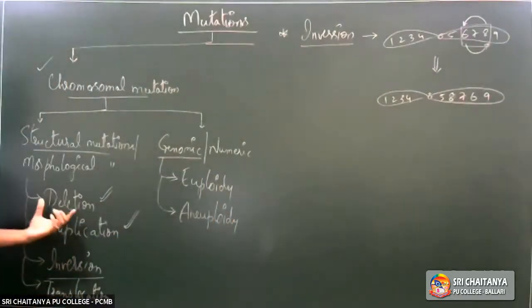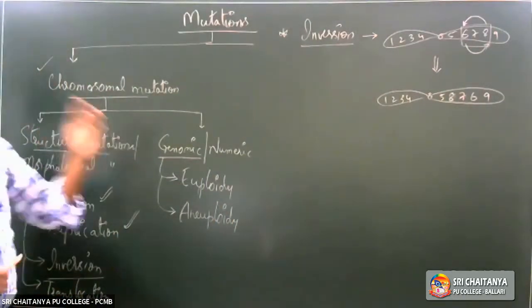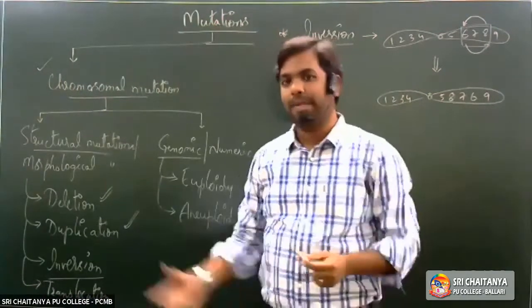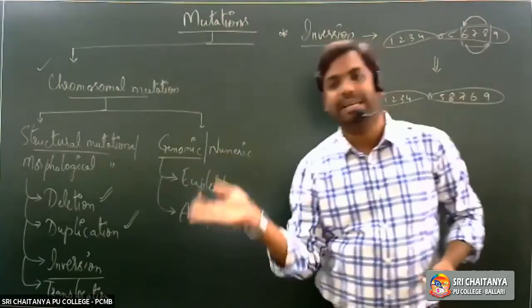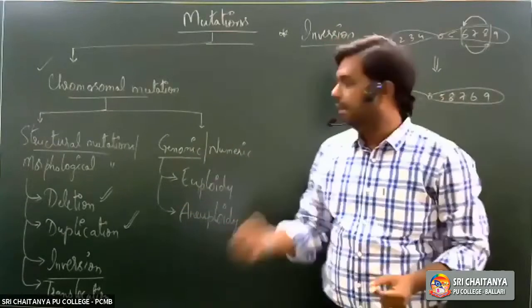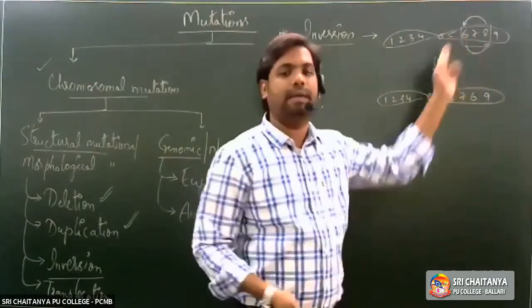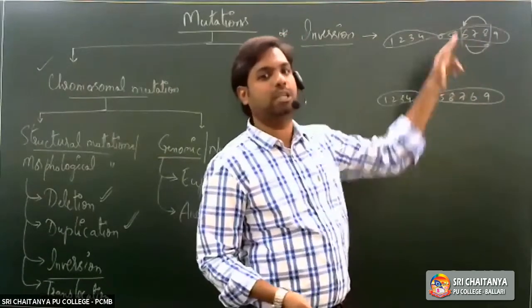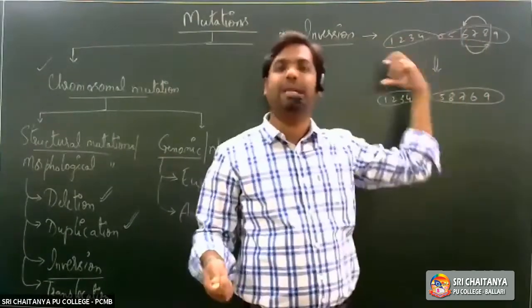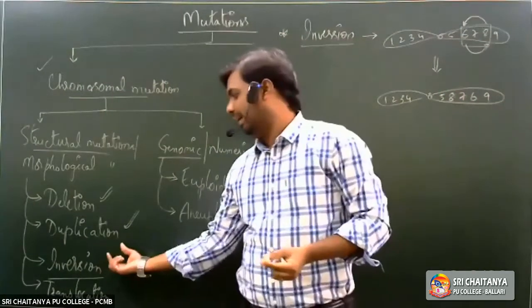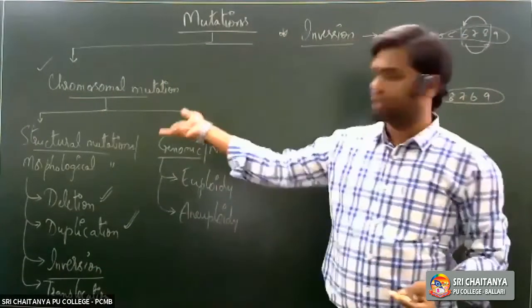Right? So in deletion, what exactly is happening? A part of the chromosome is getting deleted. In duplication, what is happening? A part of the chromosome is getting doubled, it is getting duplicated. And in inversion, what exactly is happening? The genes are getting inverted. That is, they are shifting their places by 180 degrees. That type of mutation we start calling an inversion type of structural mutation.